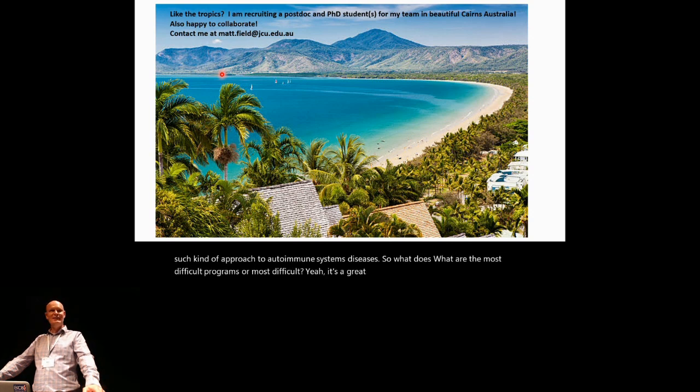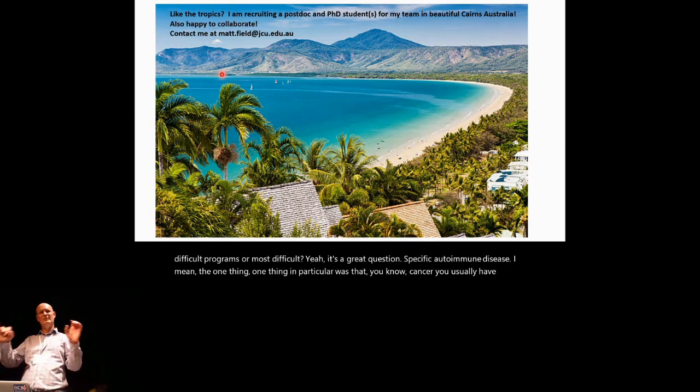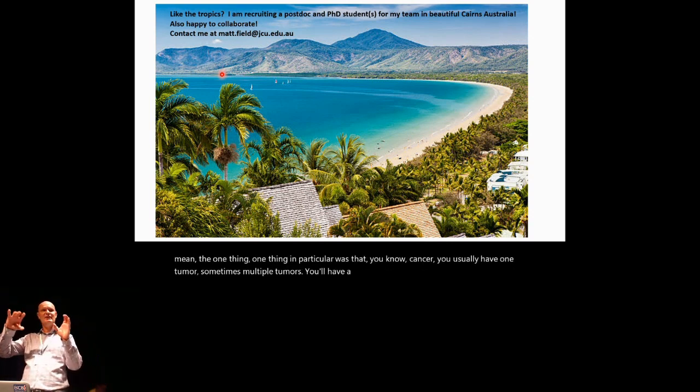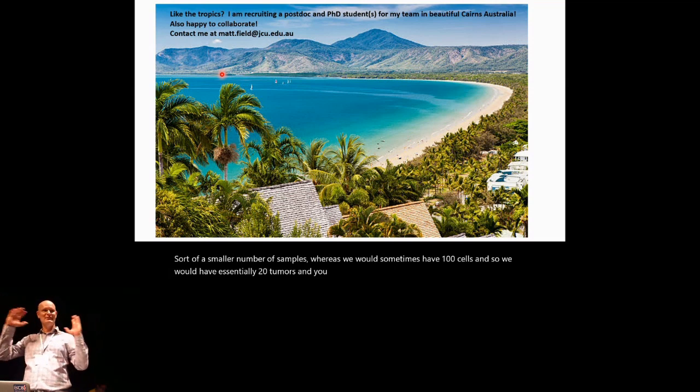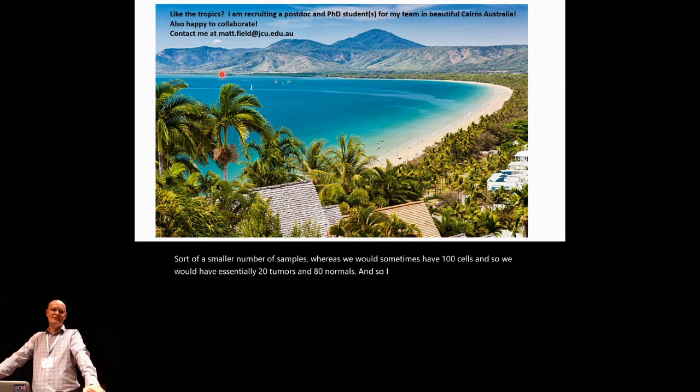Yeah, it's a great question. Specific to autoimmune disease, in cancer you usually have one tumor, sometimes multiple tumors, a primary and a metastatic, but programs are designed to handle a smaller number of samples, whereas we would sometimes have 100 cells, so essentially 20 tumors and 80 normals, and I had to play around. Luckily, a new version of Mutect2 in GATK4 just came out that allows you to have an infinite number of combinations to do that.